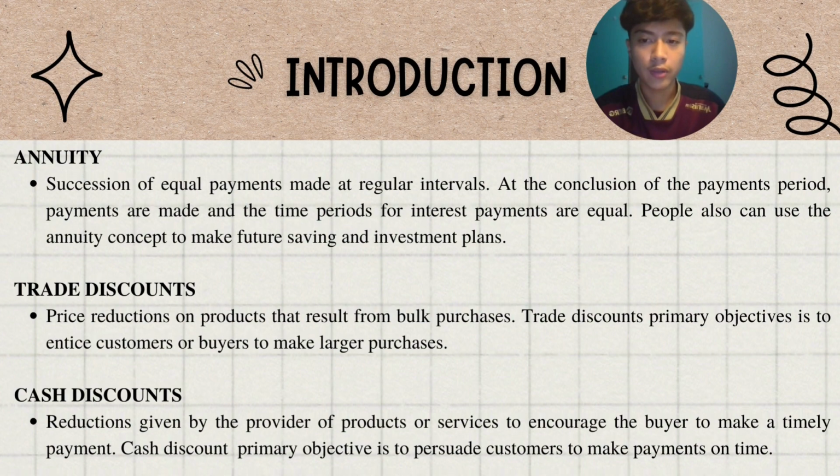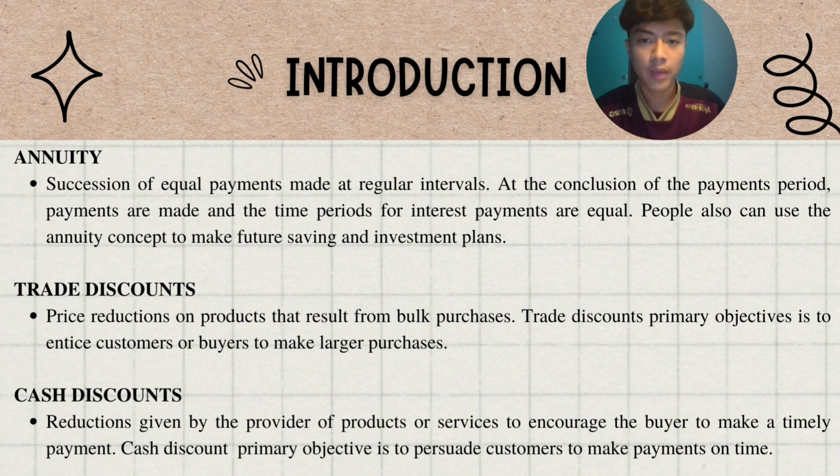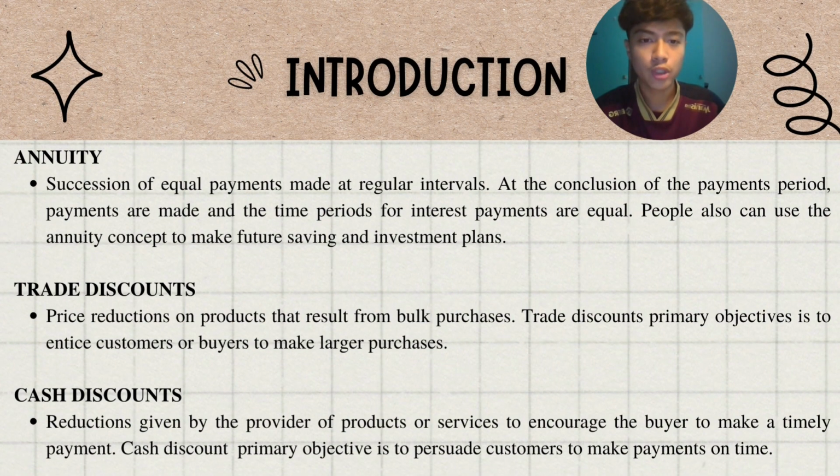What is annuity? Annuity is a succession of equal payments made at regular intervals. At the conclusion of the payment period, payments are made and the time periods for interest payments are equal. People can also use the annuity concept to make future saving and investment plans.